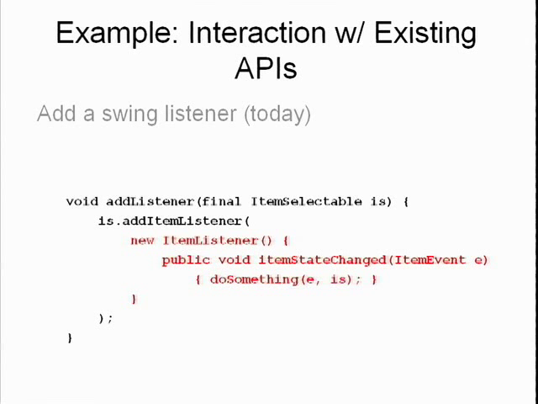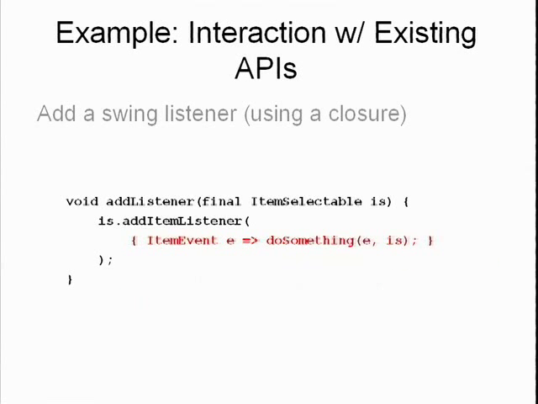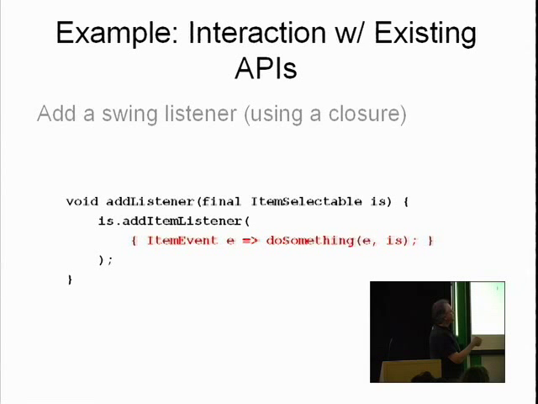Well, because of the closure conversion, if you want to do this with closures, this is what you would have to write: is.addItemListener, and you simply pass it a closure, ItemEvent e, arrow, do something with e and is. And in this case now, is doesn't even have to be final, probably. Or maybe it does have to be final. It depends on whether or not you retrofit the interface to require the restriction.